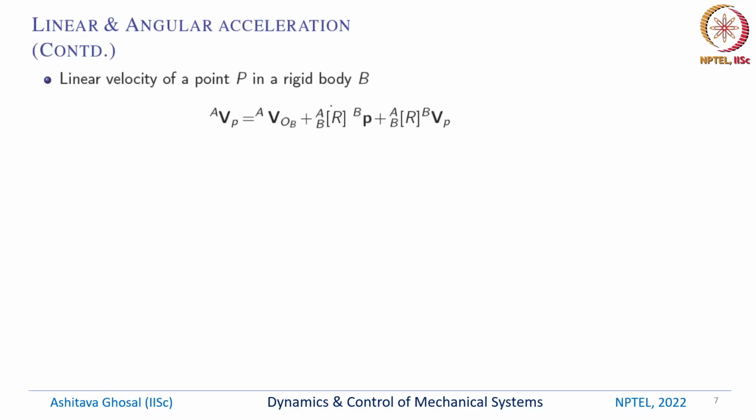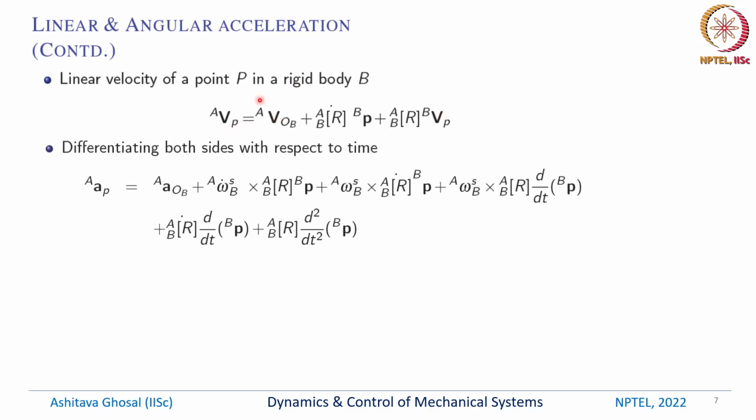So let's continue. So we had this linear velocity vector of a point on the rigid body B given in this form, which was the velocity vector of the origin plus R dot into BP plus ABR into BVP. So this is nothing but d by dt of the position vector in the body coordinate system itself. It is d by dt of BP.